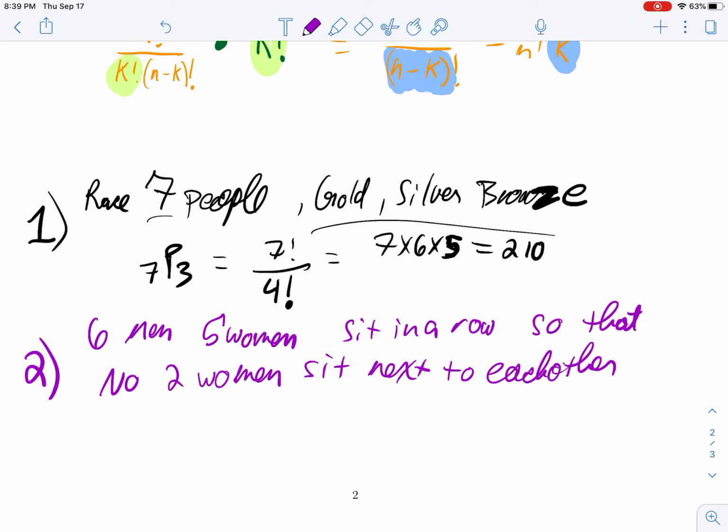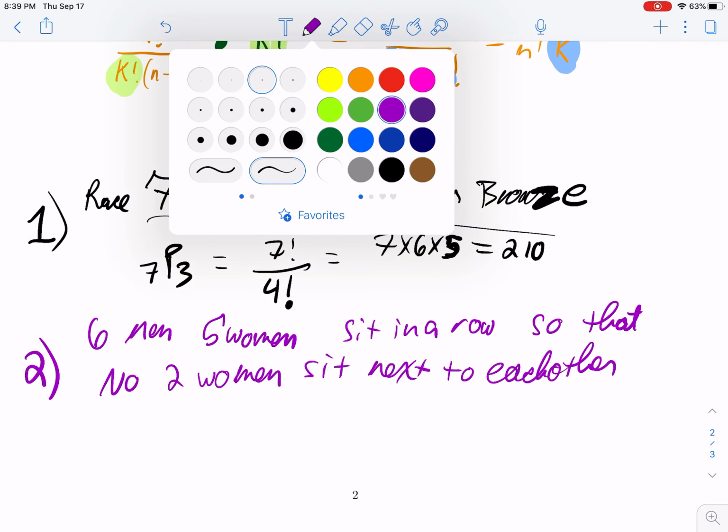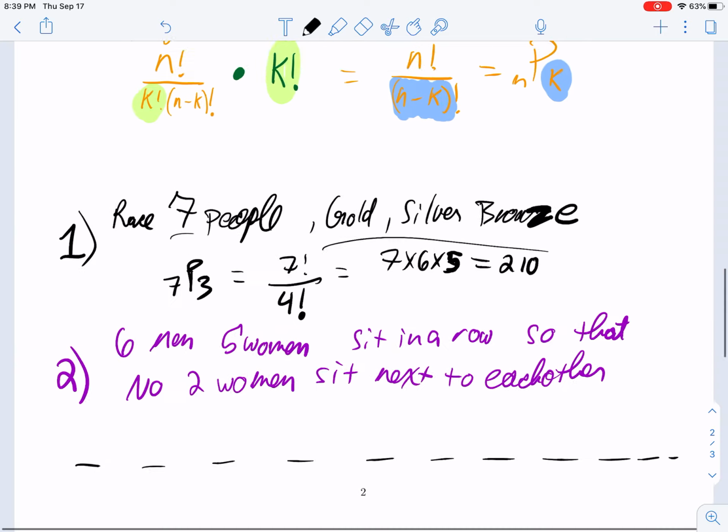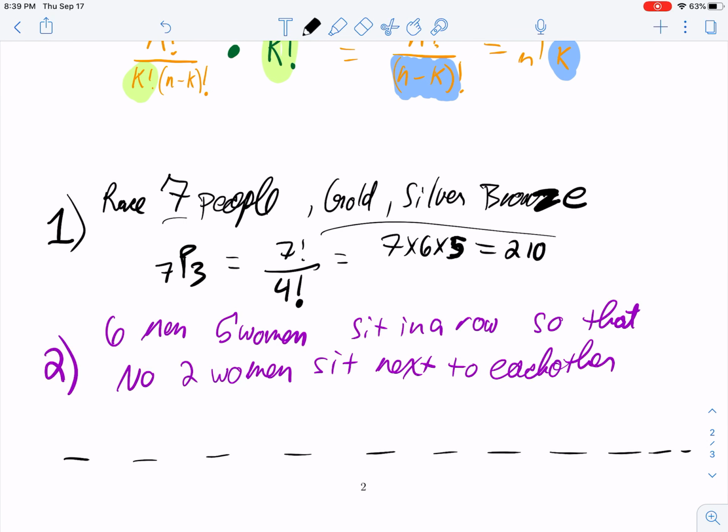So we got to kind of think about this, right? So this isn't just a straight permutation. There's a restriction on it, right? So we got to think about this restriction. I got to sit 6 men and 5 women in a row. So I need 11 seats, right? 1, 2, 3, 4, 5, 6, 7, 8, 9, 10, 11 seats.